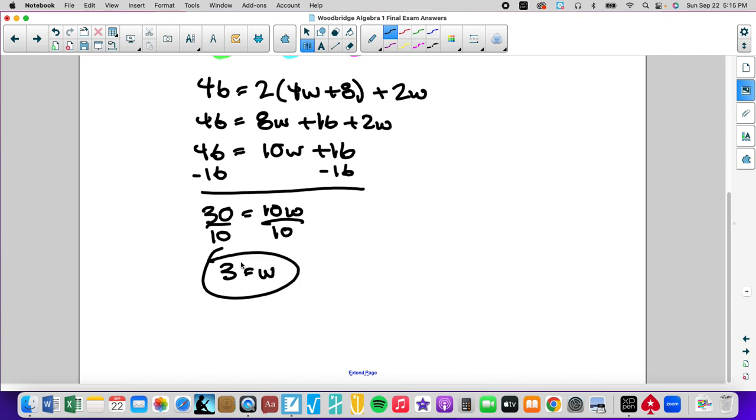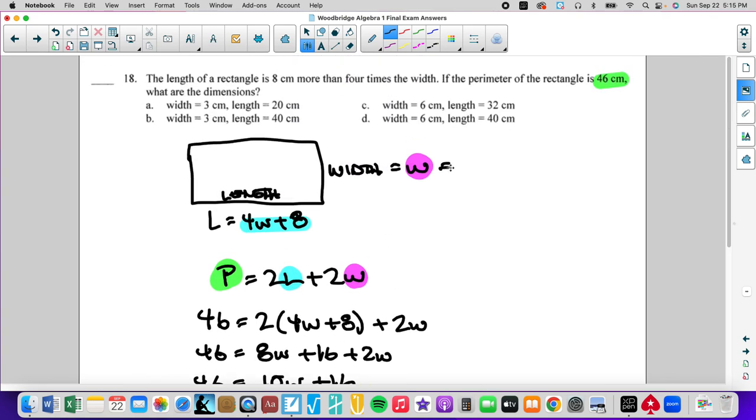So my width is going to be 3 centimeters. And then if this is my length, 4 times 3 plus 8 equals 12 plus 8, which gives me 20 centimeters for my length. So what has a width of 3 centimeters and a length of 20 centimeters? That would be A. I mean, it's not even surprising anymore.